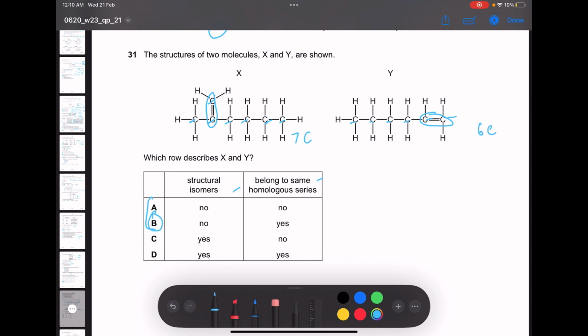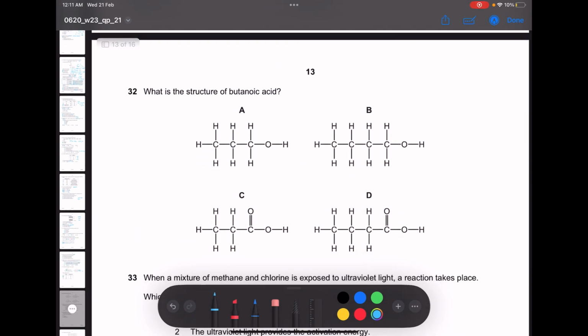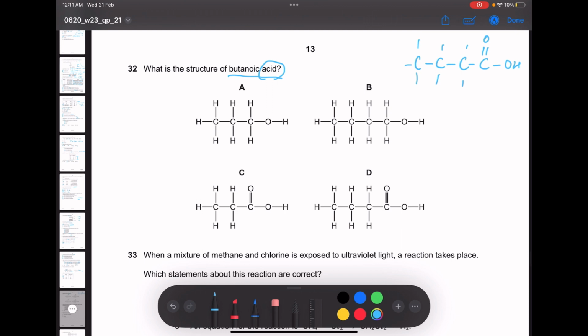32. What is the structure of butanoic acid? Okay, so butanoic acid. Butane means there are 4 carbons, and acid has this moiety attached to it, C double bond O, OH, and all of these are H. So this matches with D. There are 4 carbon atoms, 1, 2, 3, 4, and we have this moiety.